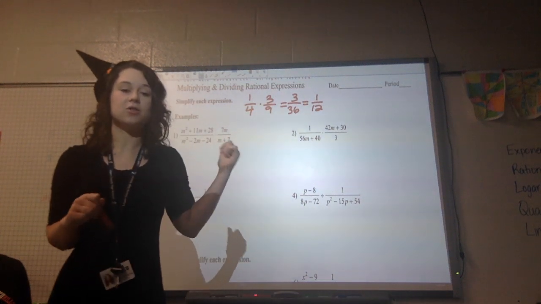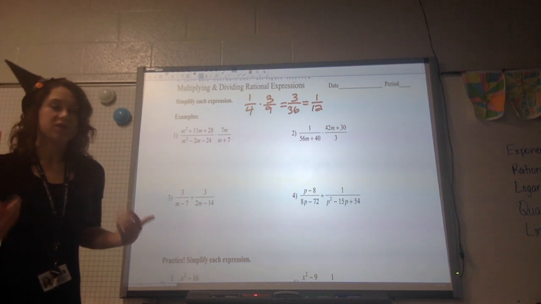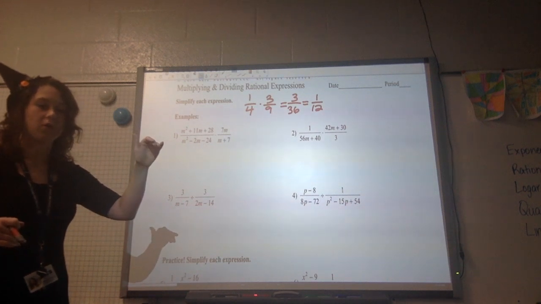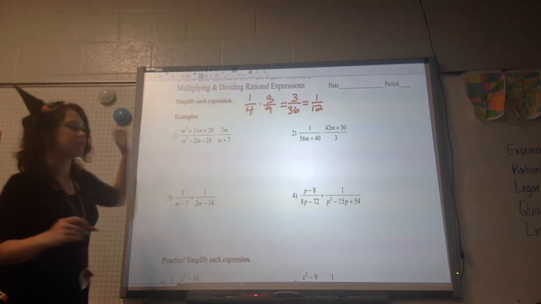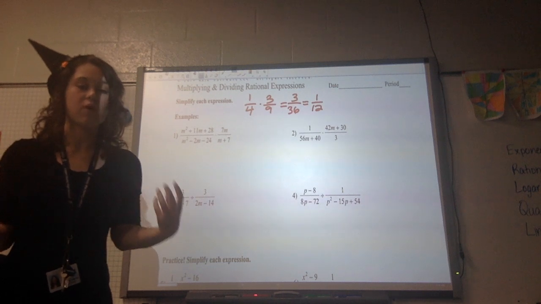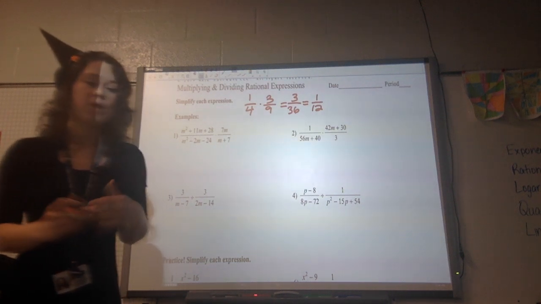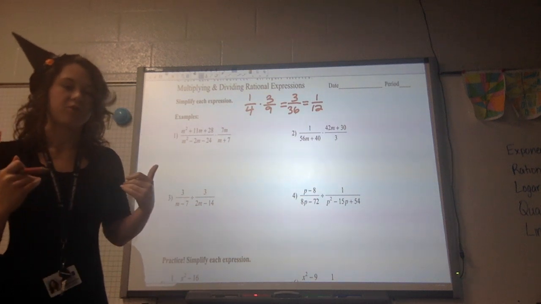So you're going to find that these fractions, these rational expressions that have letters in them, work much the same way. I'm going to multiply straight across. So when I look at example 1, the first thing that I notice is this fraction on the left has quadratics. It's got things that are squared, which means the first thing that I want to do is to go ahead and factor the top and then factor the bottom.